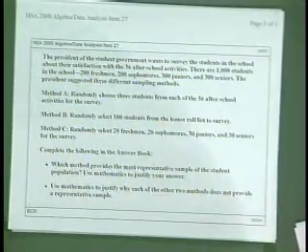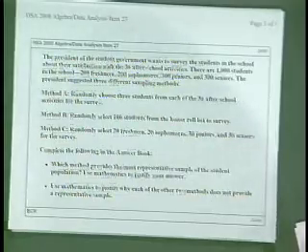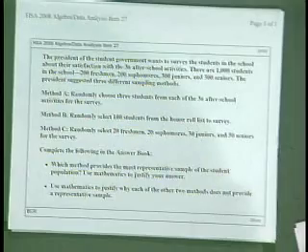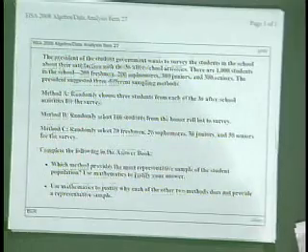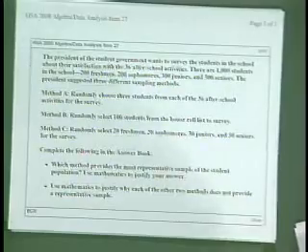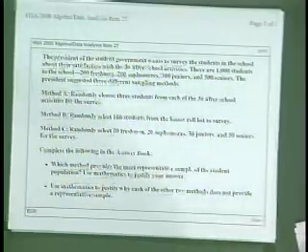The president suggested 3 different sampling methods. Method A, randomly choose 3 students from each of the 36 after-school activities for the survey. Method B, randomly select 100 students from the honor roll list to survey. And Method C, randomly select 20 freshmen, 20 sophomores, 30 juniors, and 30 seniors for the survey. And now we want to complete the following. The first question says, which method provides the most representative sample of the student population? Use mathematics to justify your answer.